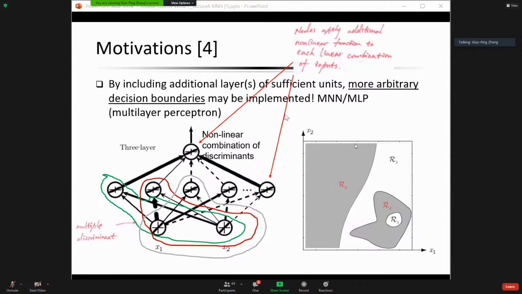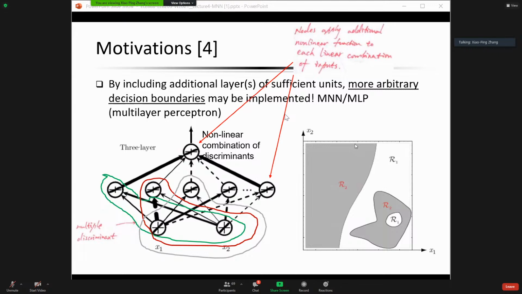Just use that element, right? You can approximate any curves as accurately as possible if you use many of them. Well, what does that mean? That means you need many neurons, right? Many linear discriminant functions plus a nonlinear function. And then you probably need multiple layers, right?